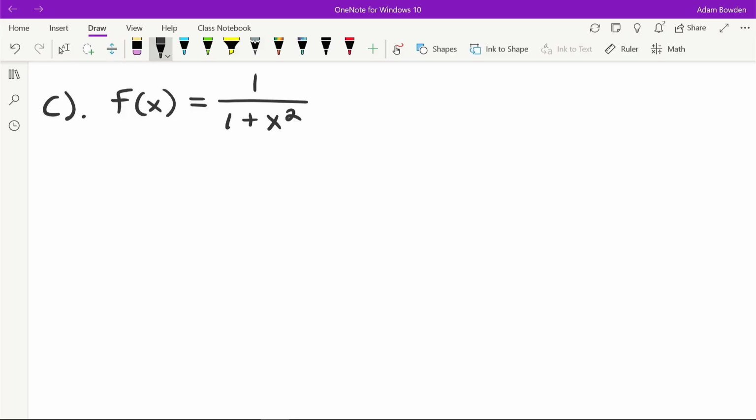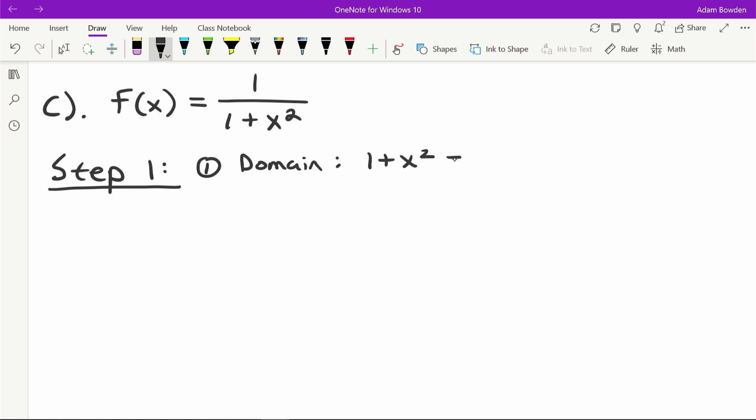Now let's look at this function f of x equals 1 over 1 plus x squared. And we'll go through the same steps that we did before, starting with step 1, where we determine the domain. For the domain, we need to take the denominator, set it equal to 0. That's 1 plus x squared equal to 0.